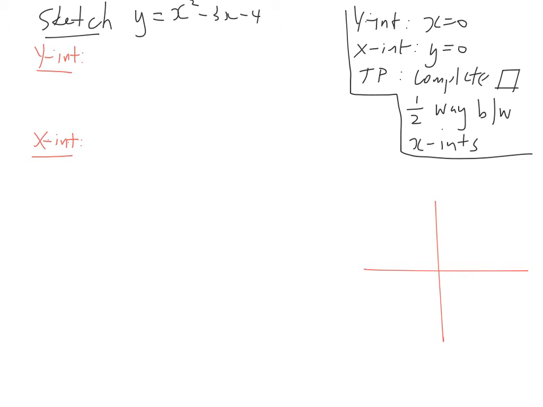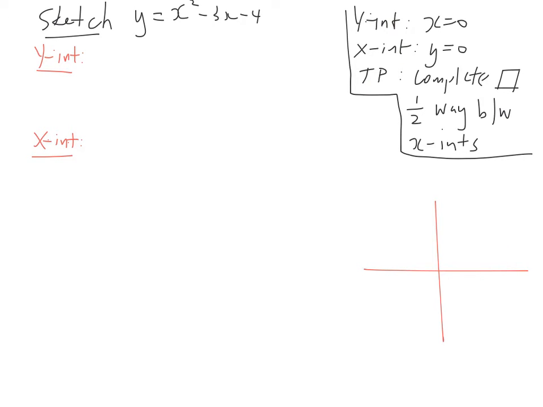Okay, what we're going to do, we're going to have a look at sketching a function. So here we've got the function being a quadratic polynomial. So we've got y equals x squared minus 3x minus 4, and we need to sketch it. Now, to sketch it effectively, we need to identify our y-intercept, our x-intercept, and a turning point.